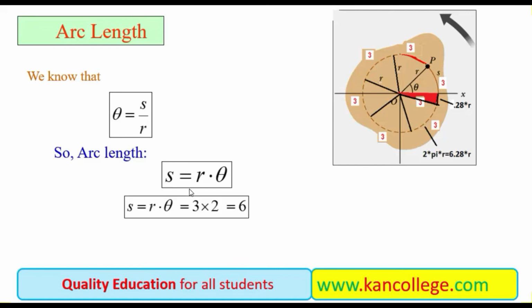For example, if the radius is 3 meters and the angle is 2 radians, then the arc will be 2 times the radius. If the angle becomes 5 radians, then the arc will be 5 times. Bigger angle, bigger arc length. It means the longer the arc length, the bigger the angle. S equals R theta is the formula for calculating the arc length.